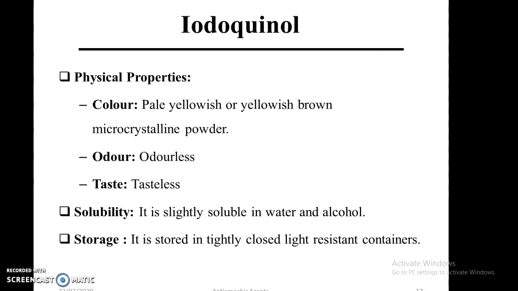Now the upcoming example is iodoquinol. Iodoquinol is a pale yellowish or yellowish brown microcrystalline powder. It is odorless and tasteless. It is slightly soluble in water and alcohol. Iodoquinol is usually stored in tightly closed light resistant containers.